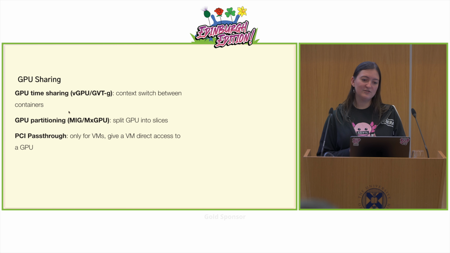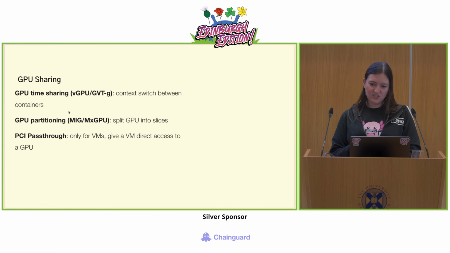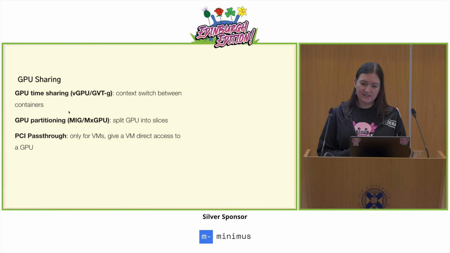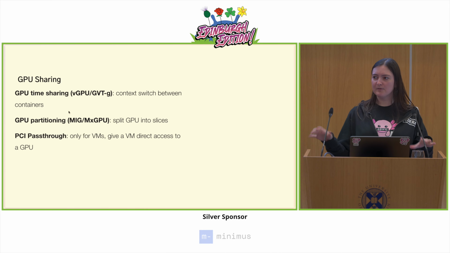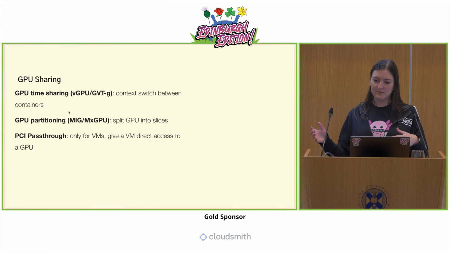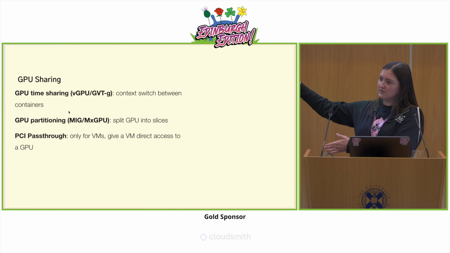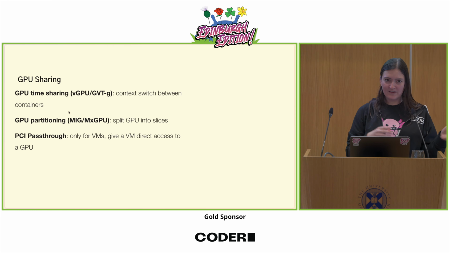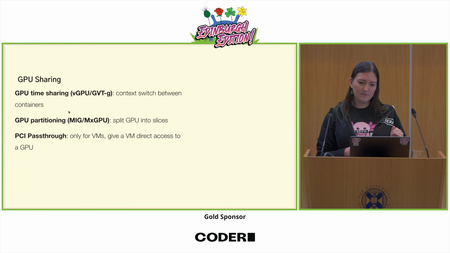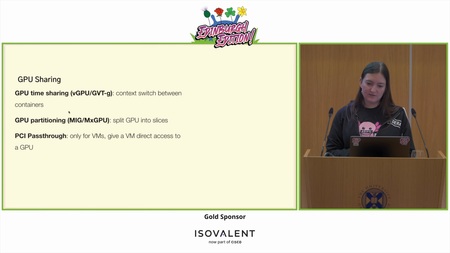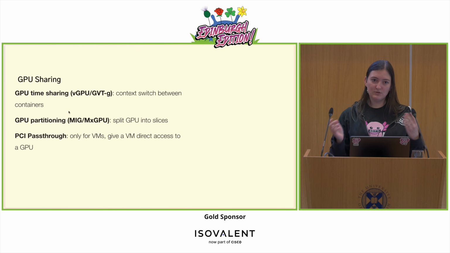Next on the stack, we have GPU partitioning, which includes things like NVIDIA multi-instance GPU, or MIG, and AMD's MxGPU. What both of these do is split the GPU into slices at the hardware level. So you could provide a slice of the GPU to one container, a slice to another container, etc. And then finally, PCI pass-through passes an entire GPU to a VM.